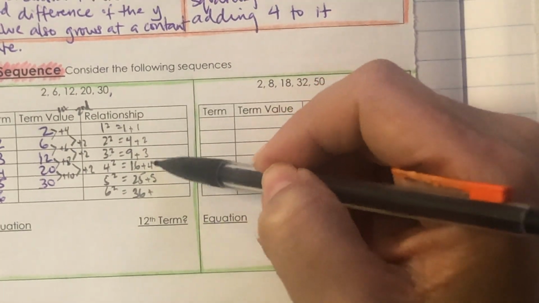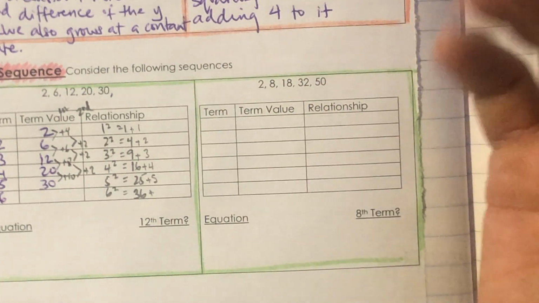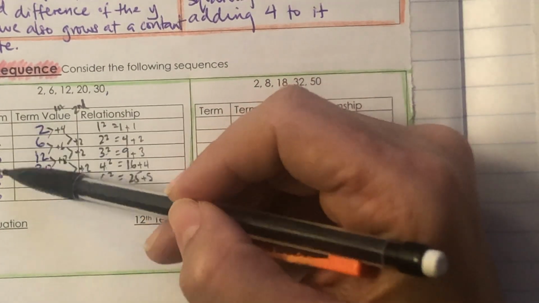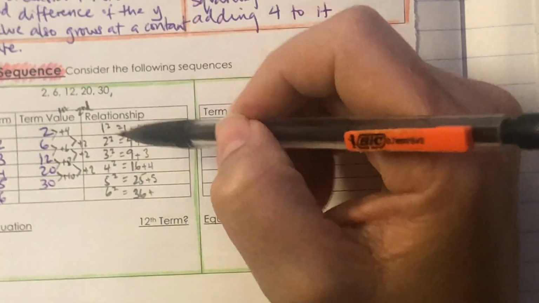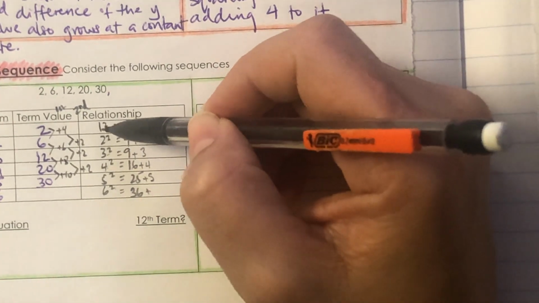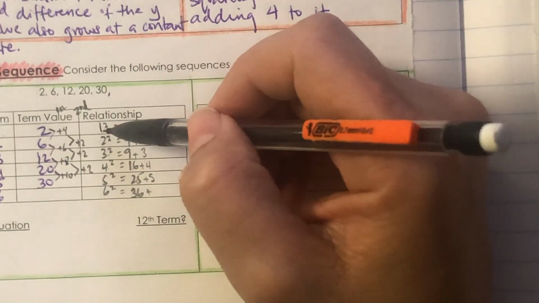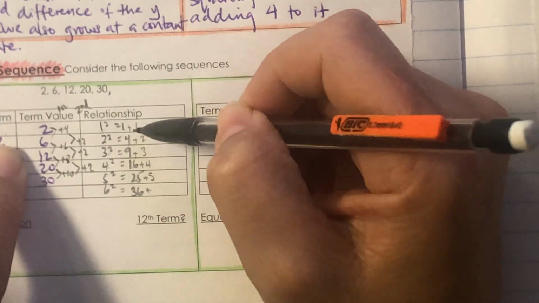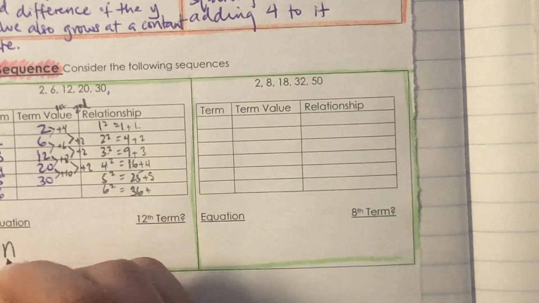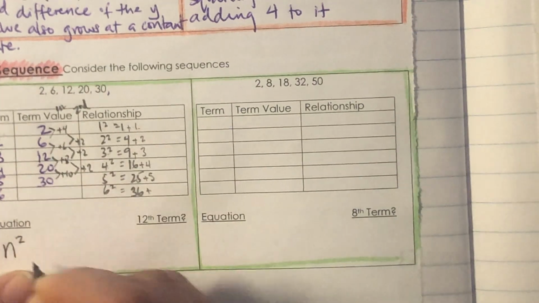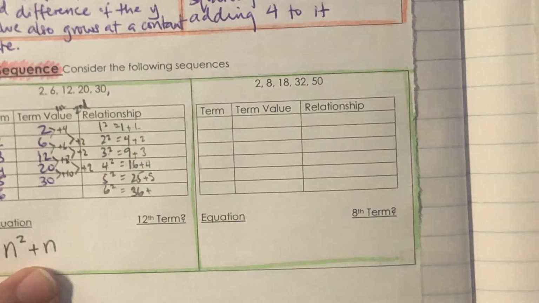This is 1, 2, 3, 4, 5. Where can I see those numbers? I see those right here, right? 1, 2, 3, 4, 5. All right, so that means, because remember term is n, right? That means that each time I take the term, right? So I start off with 1, I square it, and then I add it to itself. Okay, so what I'm saying is I take the term, I square it, and then I add it to itself.